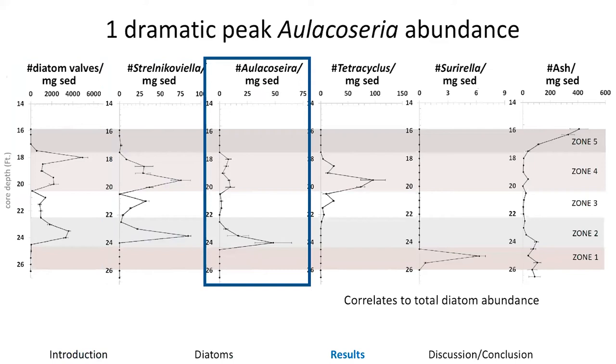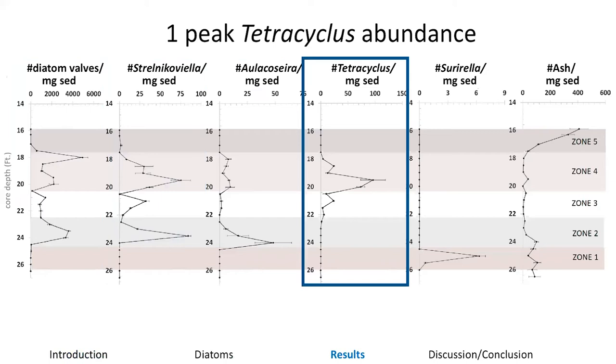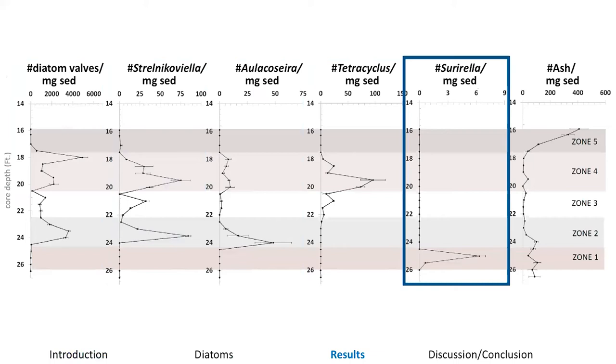There is one dramatic peak, and it's also worthy to note that Tetracyclus only appears in one section of the core, whereas Alakasaira and Stronocoviella seem to exist throughout a bit more. And Ciriurella, same thing as Tetracyclus. It has a large peak and it only exists in one section. Then we have amount of ash.